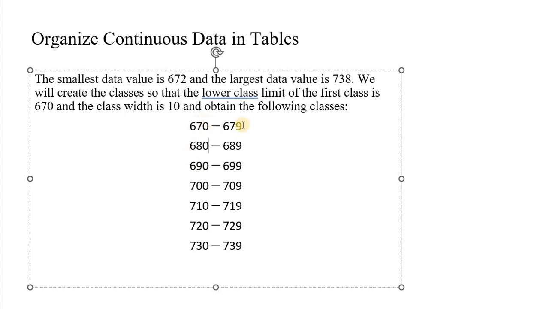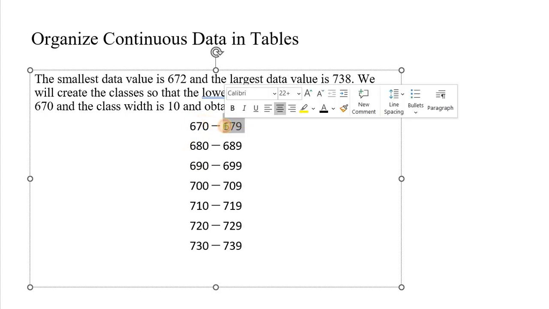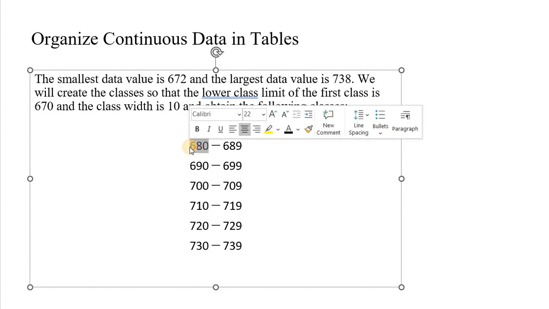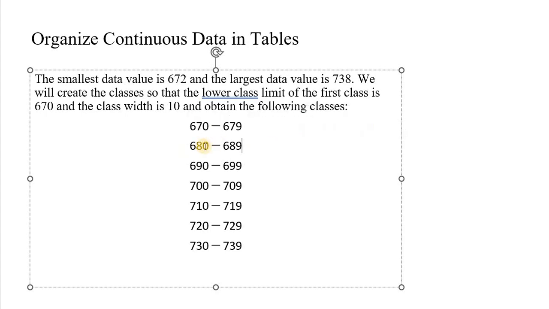And then to create the upper class limit of the first class, we're just going to subtract 1 unit from the lower class limit of the second class. So we're going to subtract 1 from 680. We get 679. That is 1 unit here.